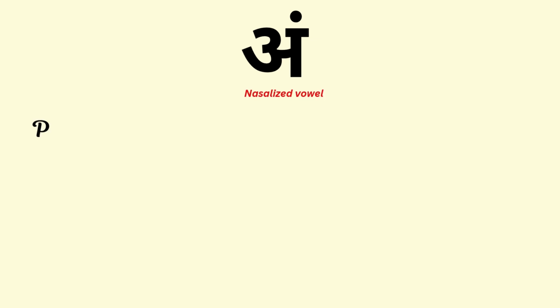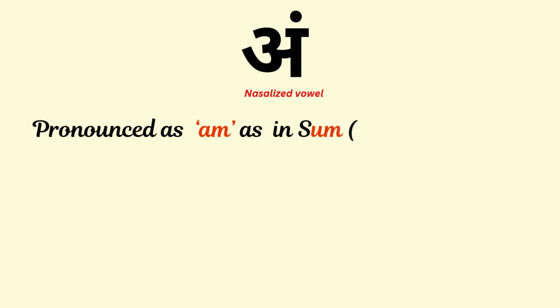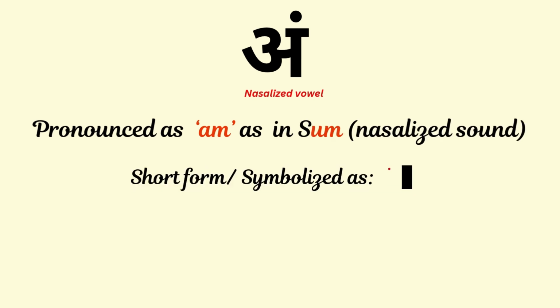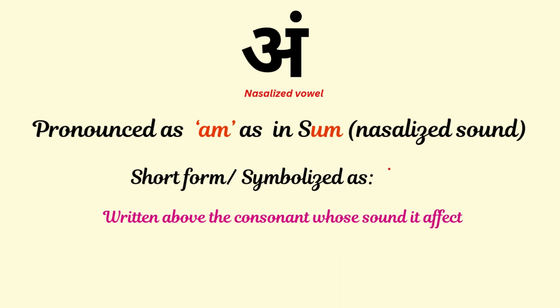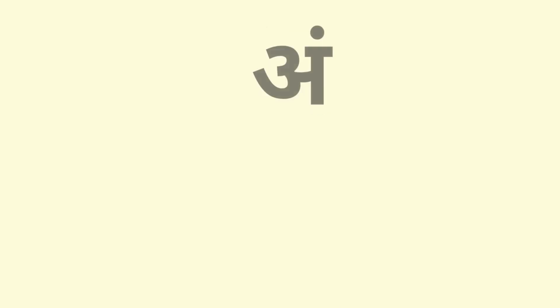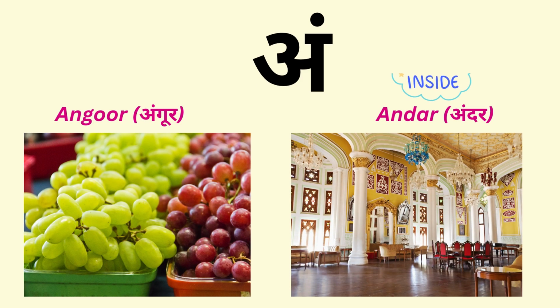Am is pronounced as am in the word some. It's a nasalized vowel and is represented by this dot which is placed above the consonant whose sound it affects. For example, kam or mam. Words starting with Am are angur and andar, which means inside.